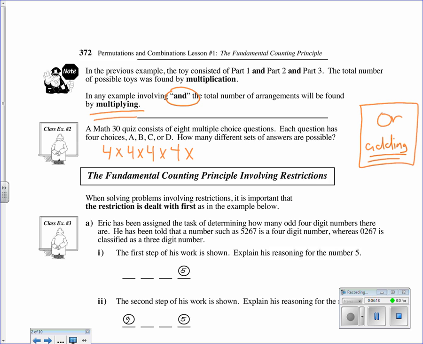One, 2, 3, 4, 5, 6, 7, 8. For this multiple choice environment, I have 8 questions that have a possibility of having 4 unique answers. 4 to the power of 8 is a ridiculous number of options.